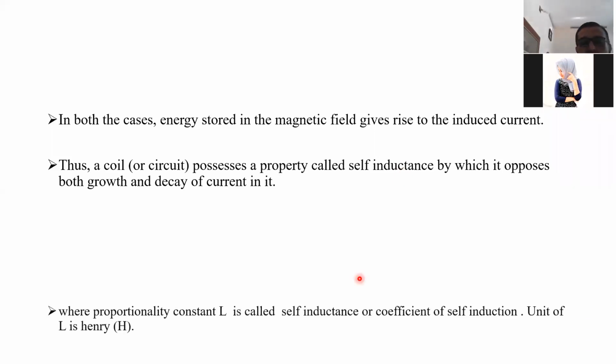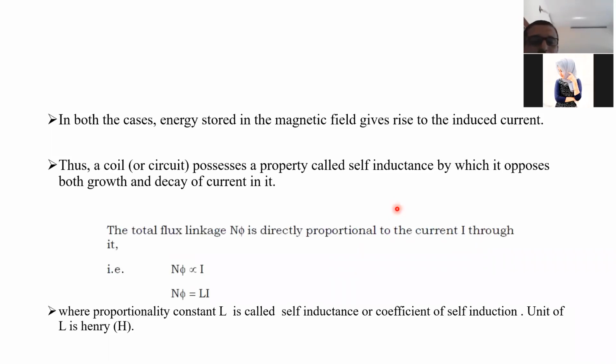The proportionality constant L is called self-inductance or coefficient of self-induction. And the unit of self-inductance is Henry. So what did we learn? A coil has a property which will oppose the growth and decay of the current. This property is called self-inductance. So let us look at some equations.